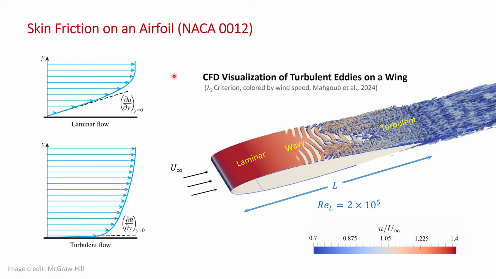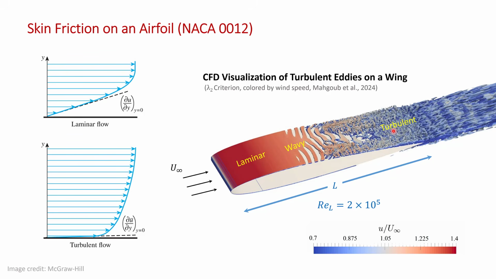You might wonder why this matters. Well, consider flow over the wing of an aircraft. I found this wonderful CFD visualization of a boundary layer on an airfoil by Magoob et al. This is at a Reynolds number of 2 × 10⁵ based on the chord length of the wing. You can see the laminar, wavy, and turbulent regimes. And this has some important engineering implications.